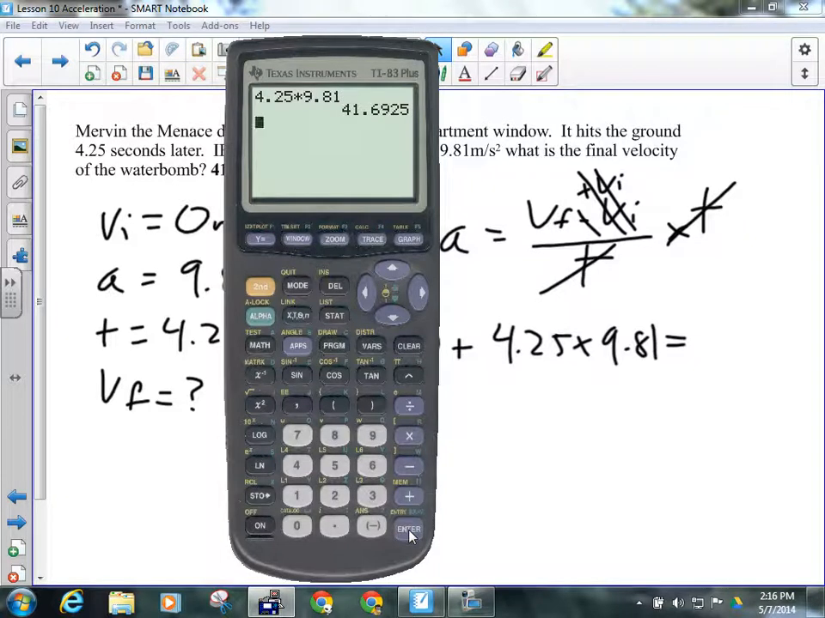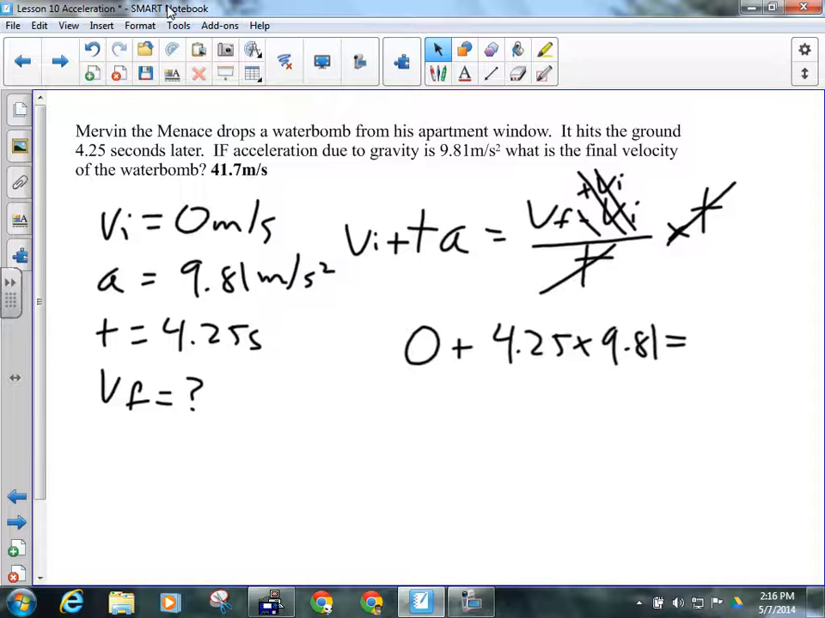So my final velocity is 41.7 meters per second. No, not per second, not squared. This is a velocity. It's only in meters per second, down. It's a vector quantity. One of those things we have to be mindful of. Did it ask for speed or did it ask for velocity? If it asked for velocity, it needs a direction. So, 41.7 meters per second down. Ringing a bell?